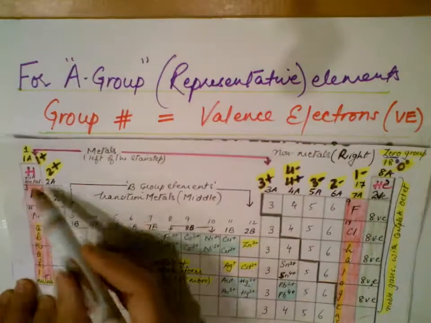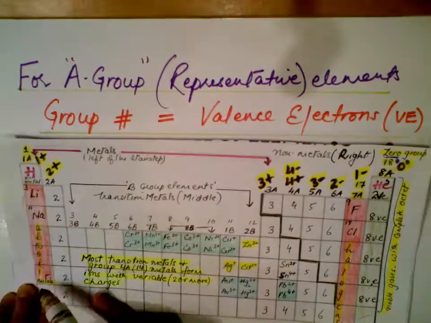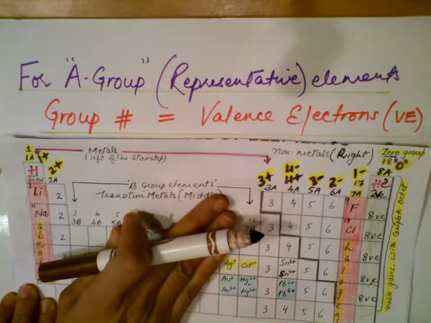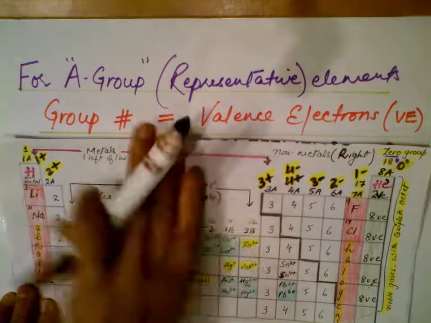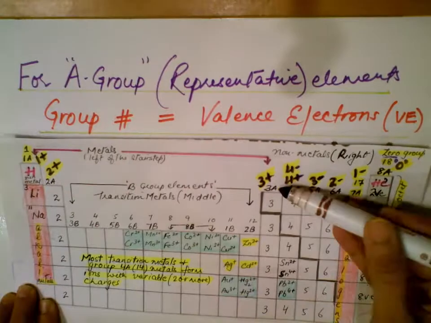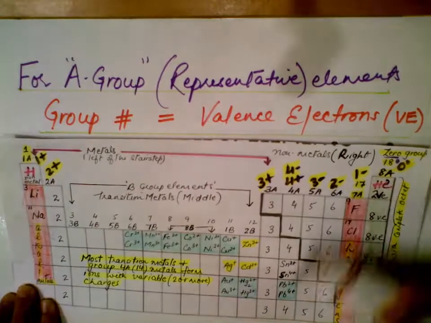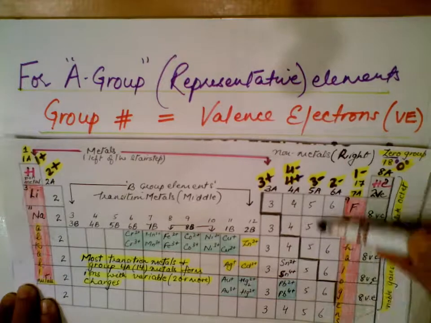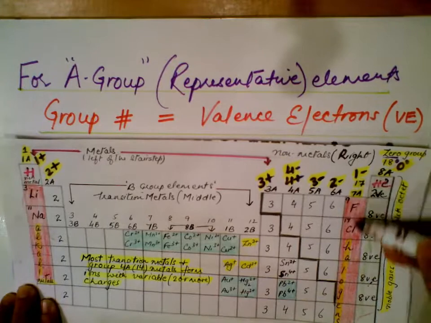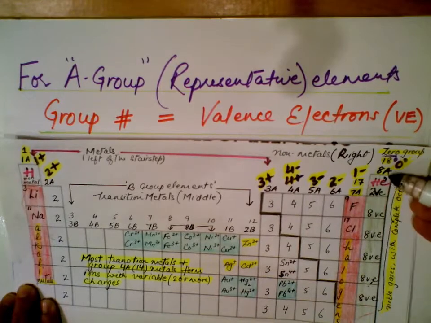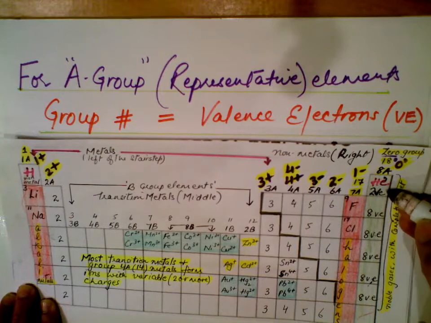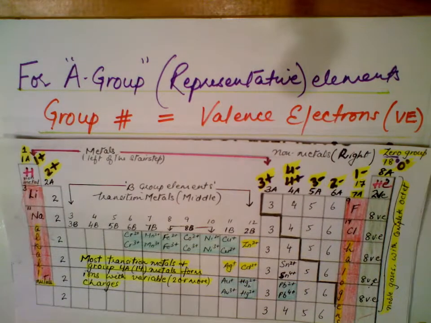This one, group 1, it's all 1 valence electron. Group 2, all 2 valence electrons. We are not talking about the B group elements, so you're going to hide B group elements. Here group 3 is 3, which is actually 13, 3A, 3 valence electrons. This one 4, group 5 is 5, 6 is 6, and this halogens, which is group 7, is 7, and the last one, noble gases, is 8 valence electrons, except this helium, which has 2 valence electrons.